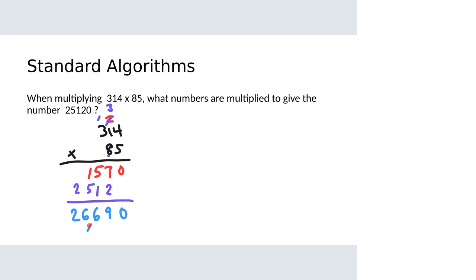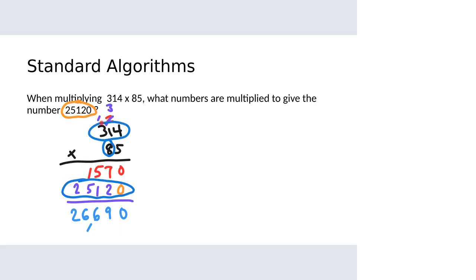When multiplying 314 by 85, what numbers are multiplied to give the number 25120? When I look at the work I did here, I don't really see 25120, but we do ignore the ones column in that second number, and there's a reason for it. It's essentially, there's a 0 there. We just don't bother to write it. And so when we're asked about 25120, what we're being asked about is this number right here, and how did we get that? And that's what we got when we did this number multiplied by 314.